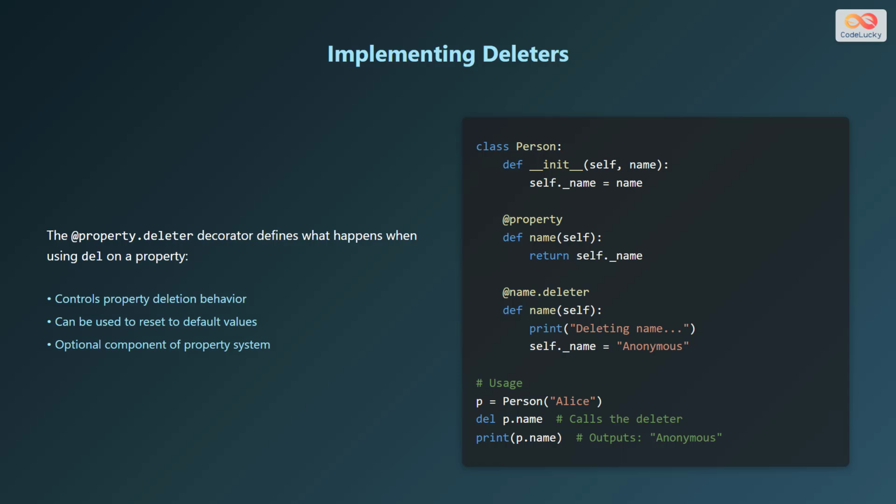Here is an example. A class called Person is defined. It has a name attribute. The deleter method deletes the name and sets the attribute to Anonymous.